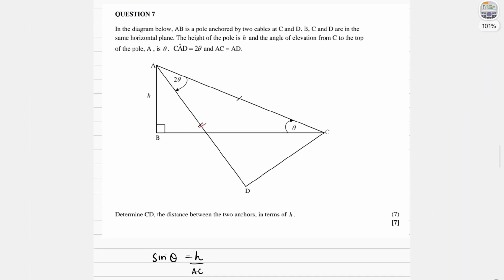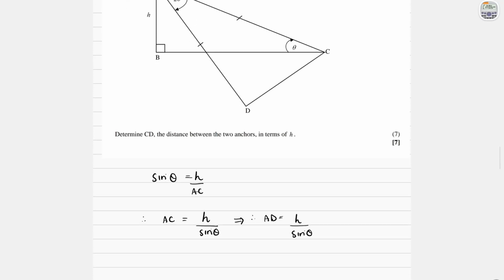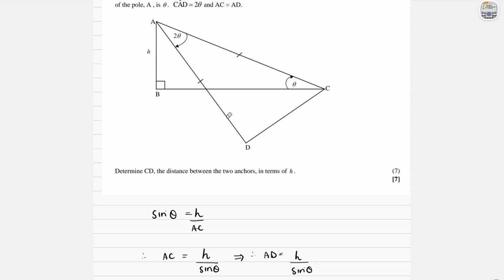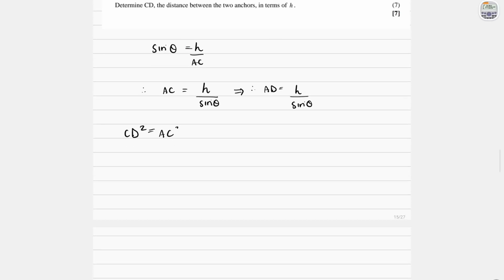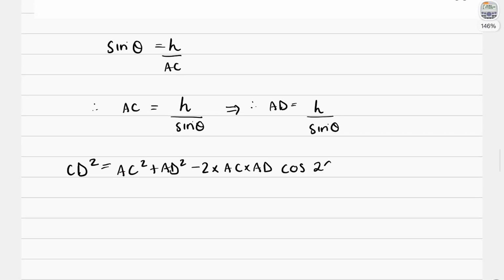And now let's find CD. I'm just moving that over to this side. Using the cos rule, we'll say CD squared, which is the side we're looking for, is equal to AC squared plus AD squared minus 2 multiplied by AC times AD, and then cos of that center angle, the angle opposite CD, the side you're looking for. So that's cos 2 theta.